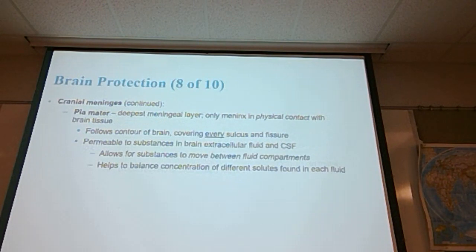And finally, the third layer is the pia mater. It's the deepest of the meningeal layers, the only meningeal layer that has physical contact with brain tissue. It follows the contours of the brain, covering every sulcus and every fissure. It's permeable to substances in the brain, extracellular fluid, and the cerebrospinal fluid. It allows for substances to move between those fluid-filled compartments, and it helps to balance the concentration of different solutes found in those two fluids.